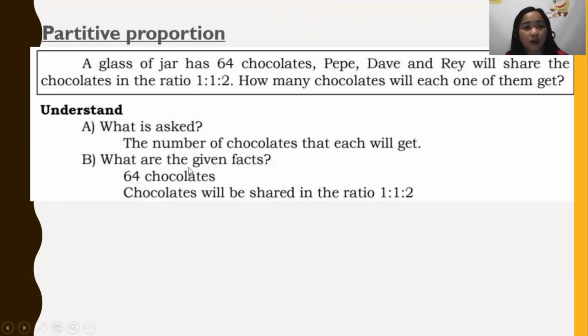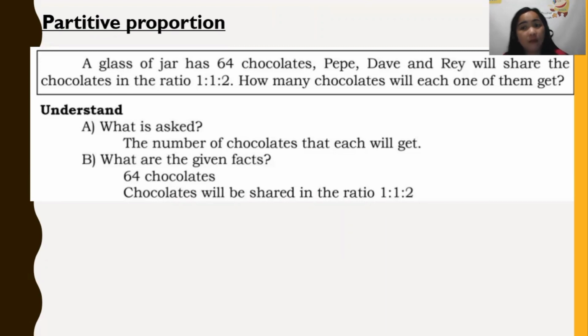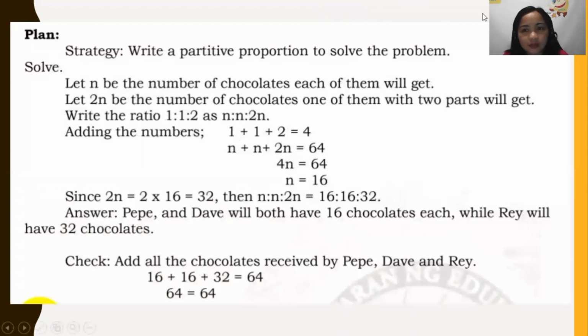Now, this is an example of a partitive proportion because in our definition earlier, we said that partitive is when we divide the whole into the given ratio. Now, let us plan. Write the partitive proportion to solve the problem. Let n be the number of chocolates each of them will get, and let 2n be the number of chocolates the one with 2 parts will get. Write the ratio 1 is to 1 is to 2 as n is to n is to 2n.